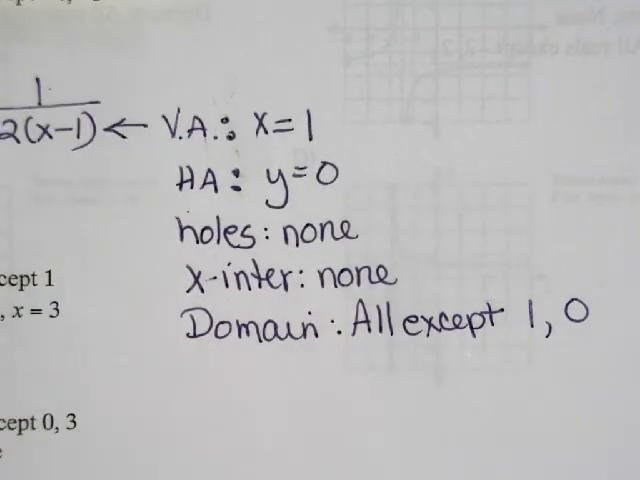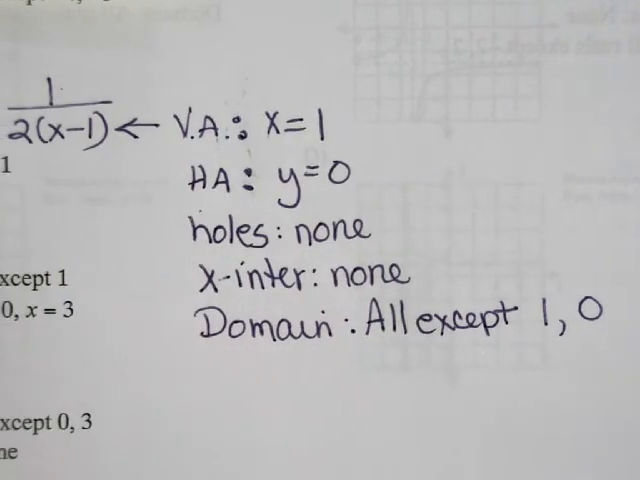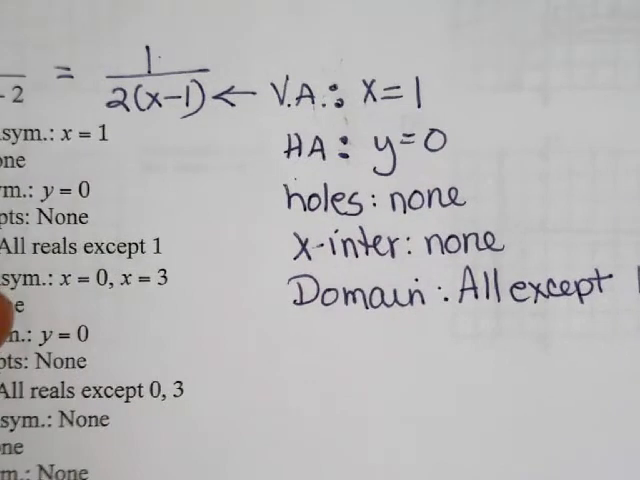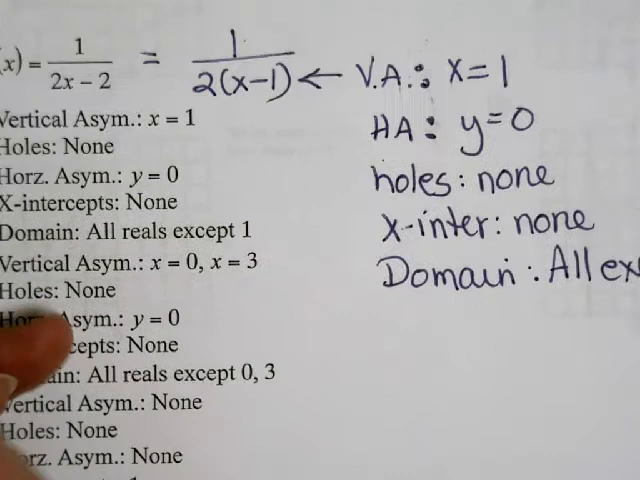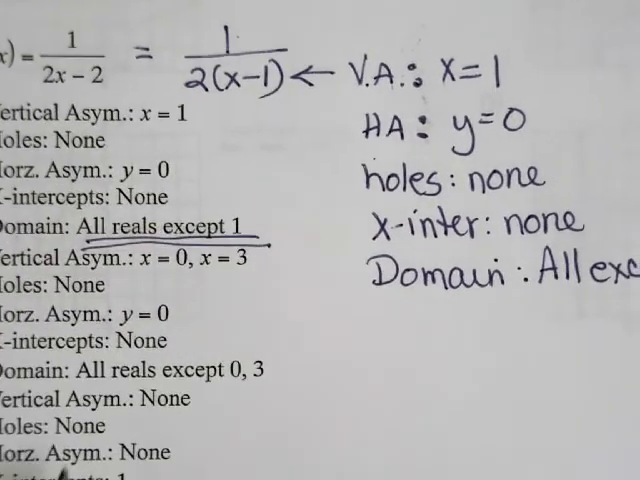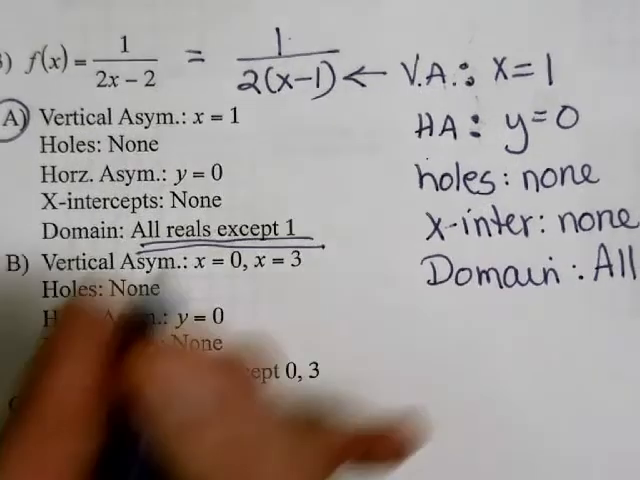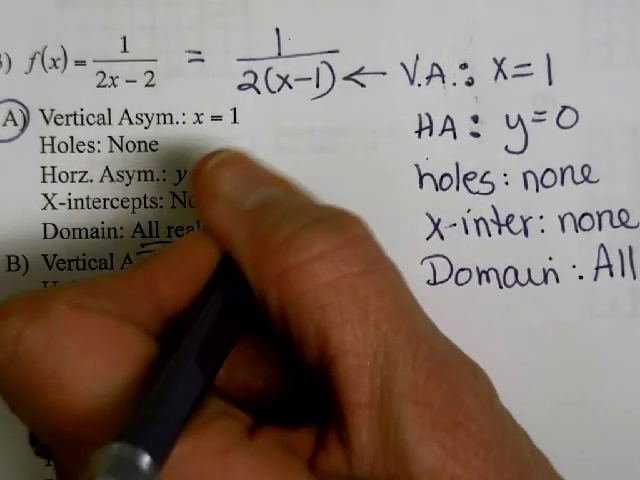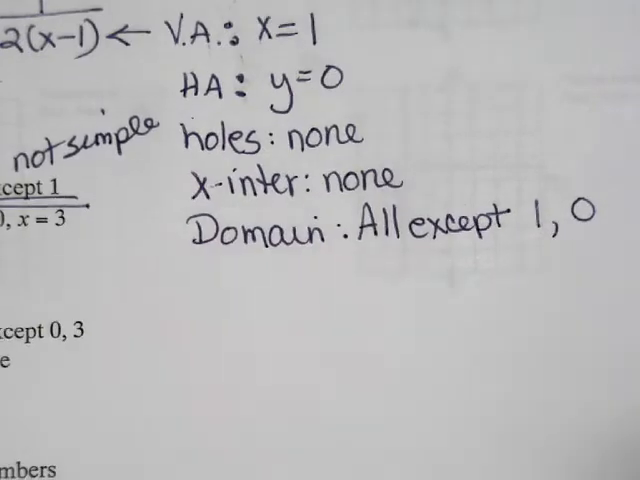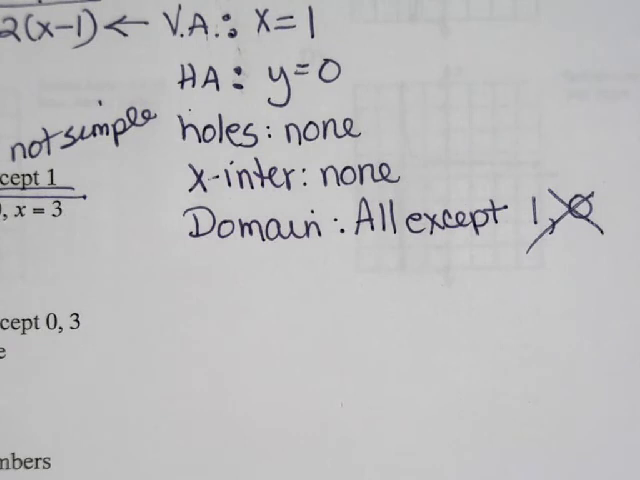Ah, tricky. This is a complicated function. So, number 13 is A, but why don't they say 0 for the domain? Because of the... not simple. So that's why I was wrong.